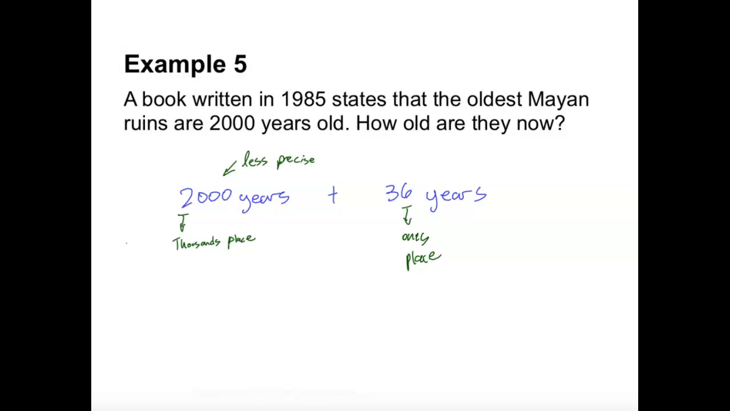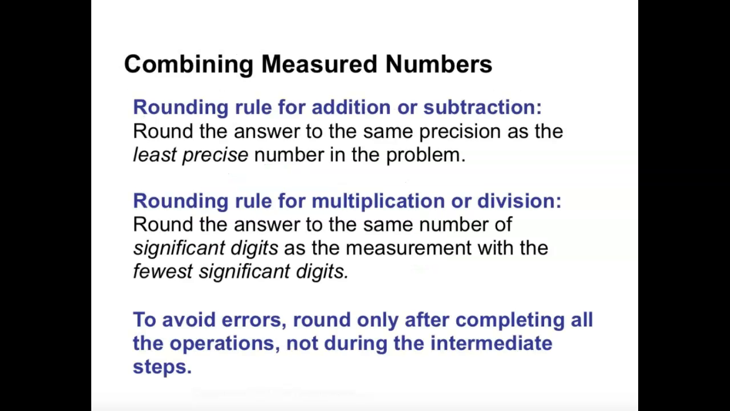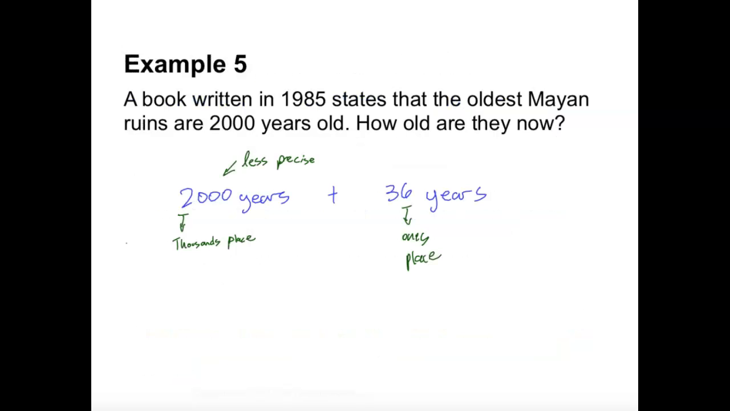Which means by the rules we had for addition and subtraction, we're always going to round our answer to the least precise number in the problem, which means in this problem we need to round to the thousands place. So I'd add 36 to it, and I get 2036 years. And then I would round to the thousands place. What does that round to? Help me out in the chat. Still 2000. That's exactly right. So we kind of went in a circle there.